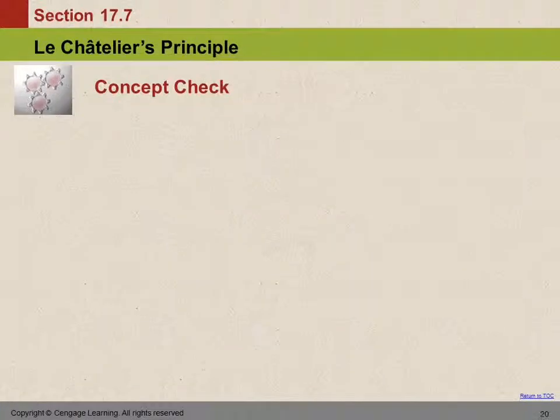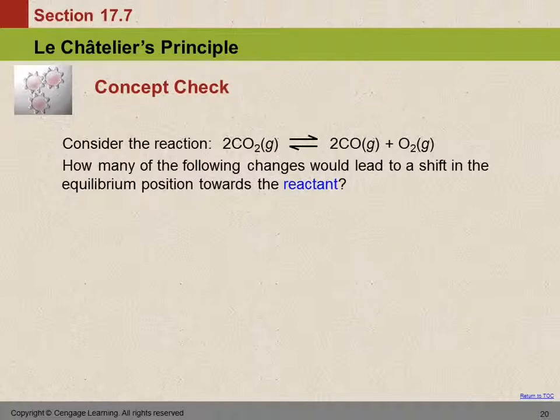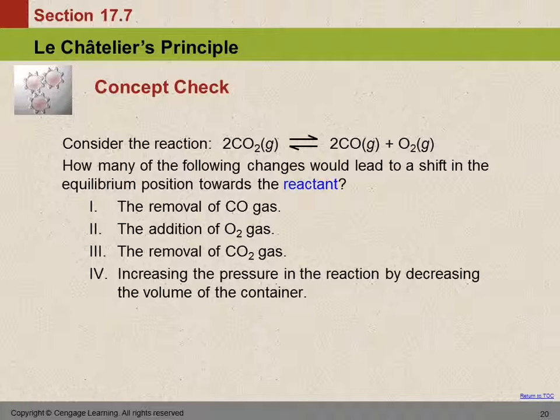Is there anything left here? Okay, hopefully this will be good. So let's look at this reaction. Carbon dioxide decomposing into carbon monoxide and oxygen. It's in equilibrium, it's all gases. How many of these changes would lead to a shift in the equilibrium position towards the reactant? So it's asking us which of these will cause it to shift that way, to the left, to the reactants.